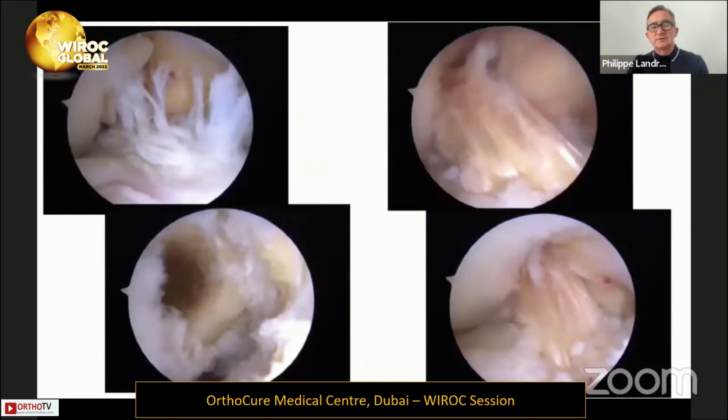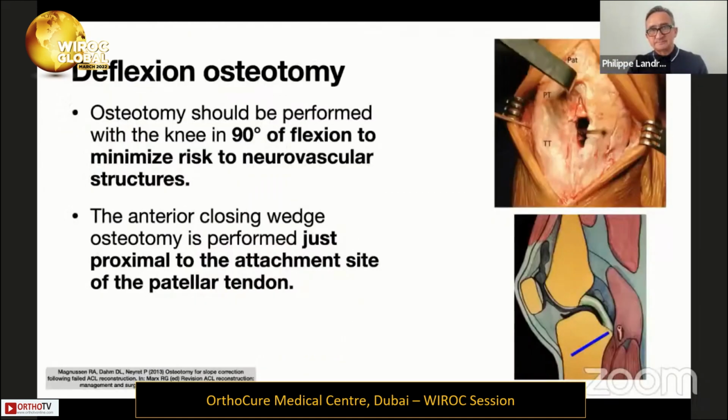So the treatment is this one. I do first all the procedure of ACL revision with the BTB graft, and the deflection osteotomy is done later on, okay? So the osteotomy is performed with the knee at 90 degrees of flexion to minimize the risk to neurovascular structures.